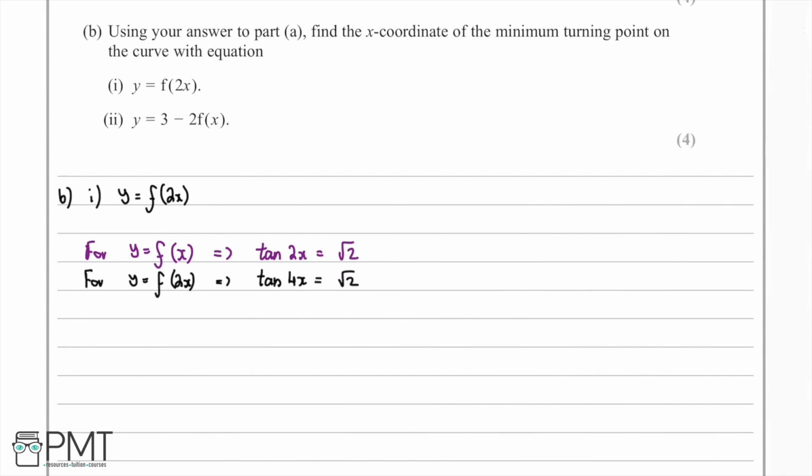So then to find the x-coordinate, we'll solve this. We'll have that x is going to be equal to tan minus 1 of root 2, and we divide by 4. And then in this case, we want to find the second solution, because the first solution will correspond to our maximum turning point. So we therefore add pi over 4. And if we then put this into our calculator, we'll have that x is equal to 1.024.